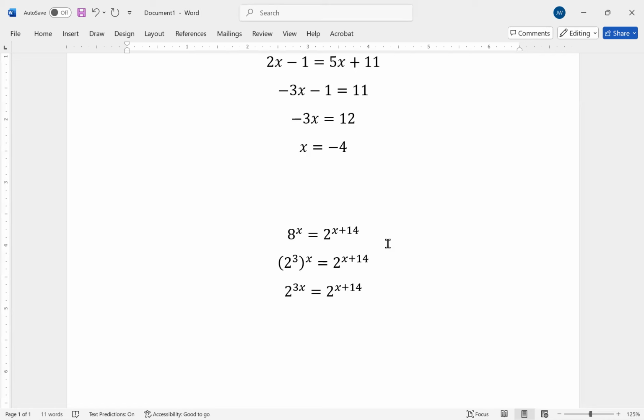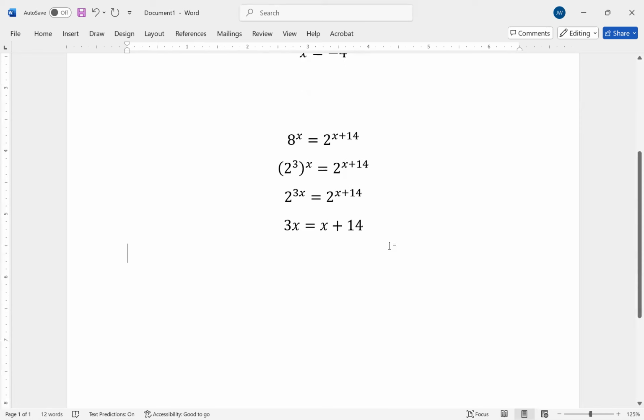And now I can set the exponents equal. Once I have 3x is equal to x plus 14, finding the solution is pretty straightforward. Subtract x from both sides, that would give me 2x is equal to 14, and then divide both sides by 2, I would get x equal to 7.